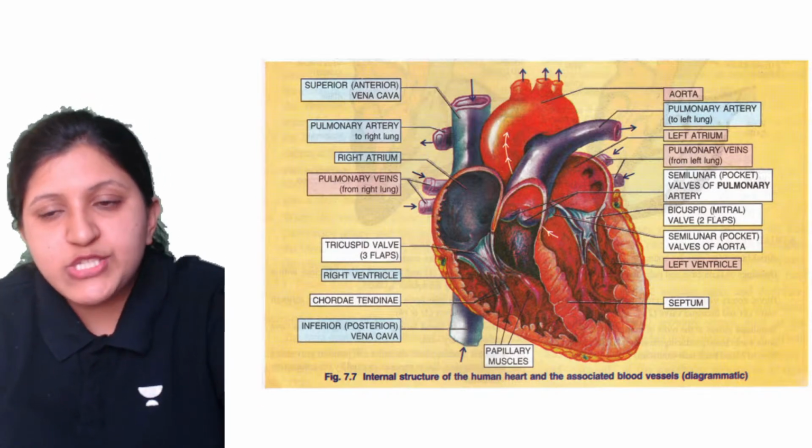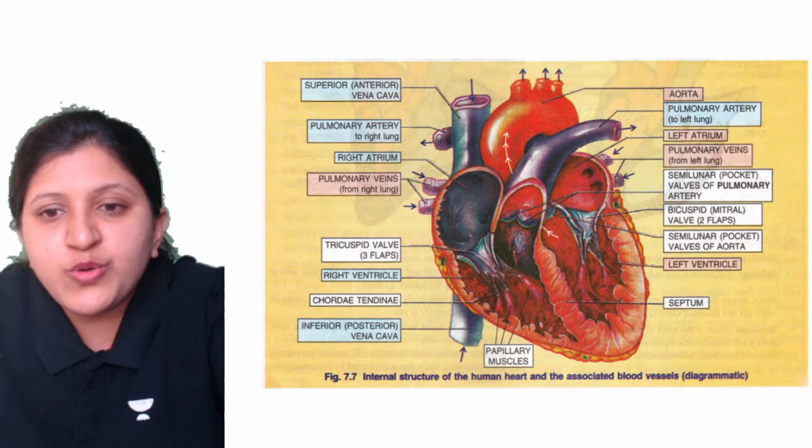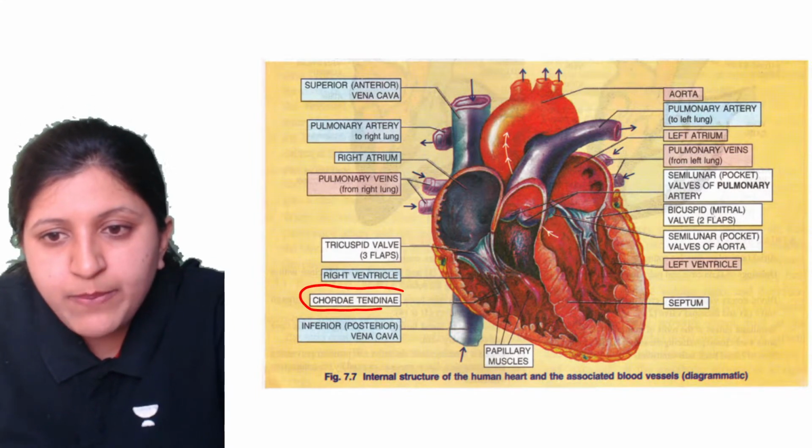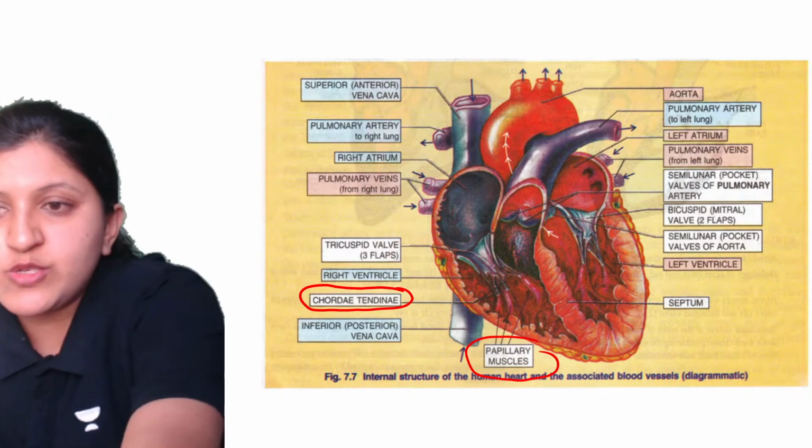Okay, so these two structures that you need to draw, and they can ask you chordae tendineae being labeled here, then papillary muscles also that you need to represent. So let's have a look at this one now. So let's see the chamber.